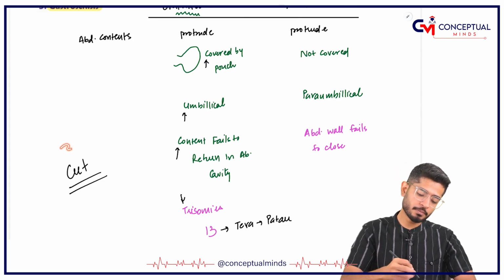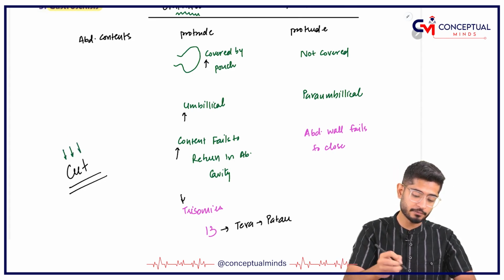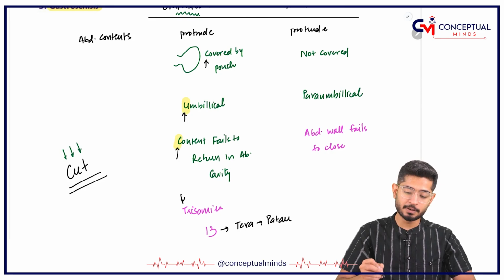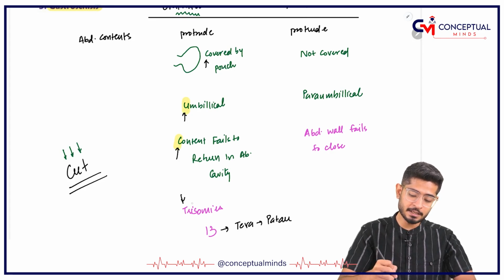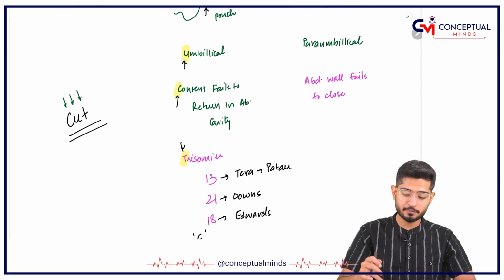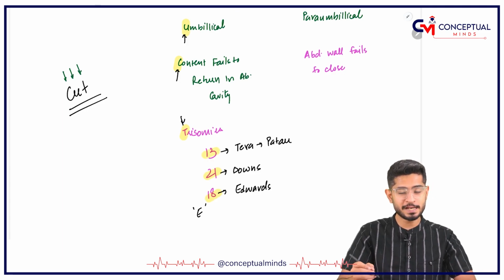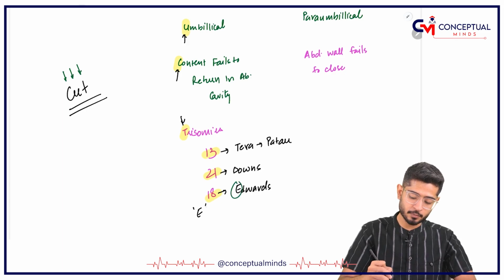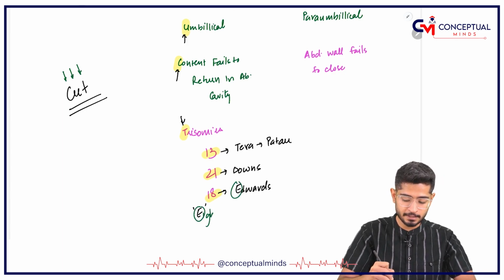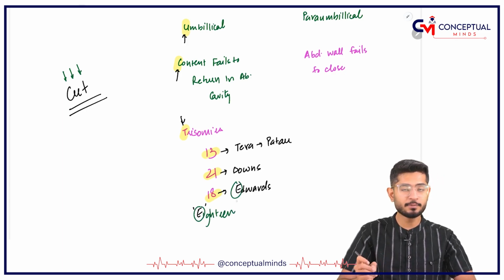So what you have to remember? Remember, CUT is the mnemonic for omphalocele. C for content fails to return back to the cavity. U for it is umbilical in position, and T for trisomies, because omphalocele is associated with trisomy 13, 21, 18. E for 18, E for Edwards, simple. 21 is Downs and 13 is Patau.